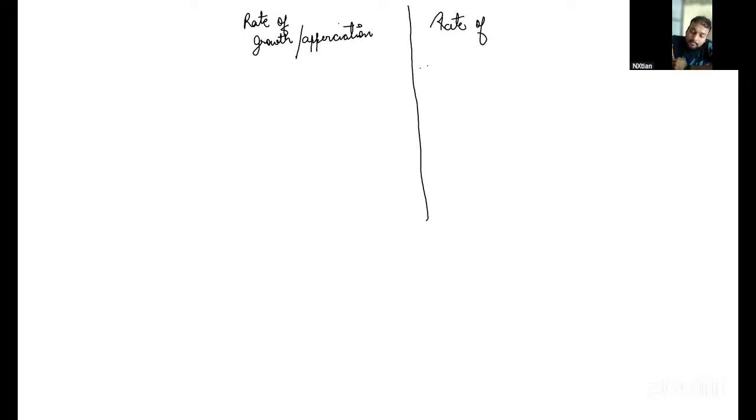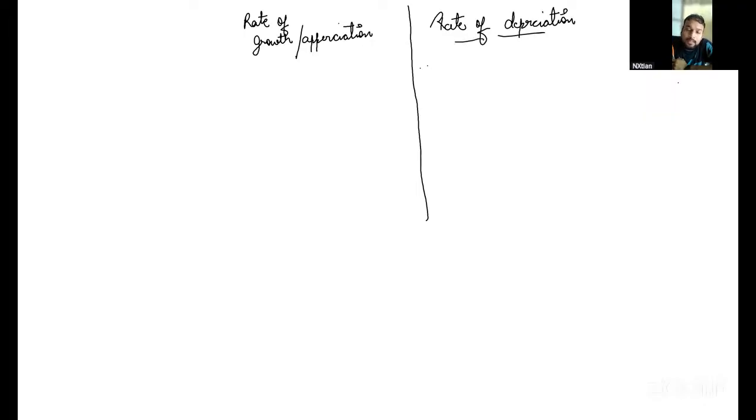Perfect. Now we will learn about two things. First is rate of growth, or we can call it appreciation also. Okay, and what will be the opposite of rate of growth? What is the opposite of growth? I forgot. Hmm, depreciation.